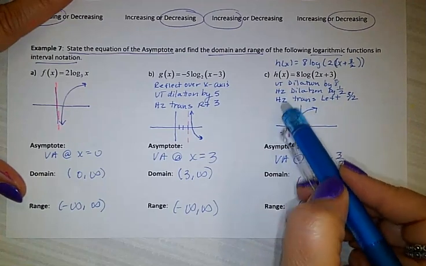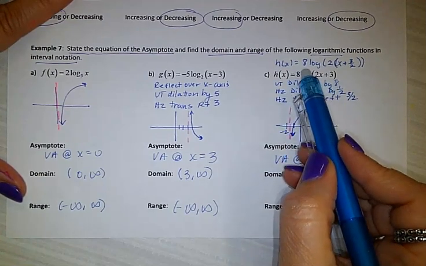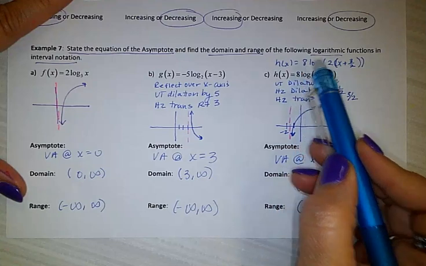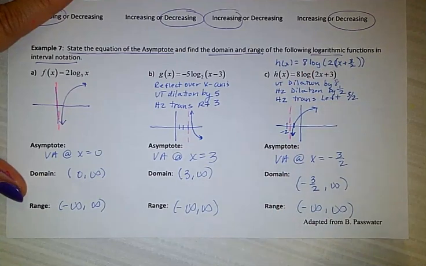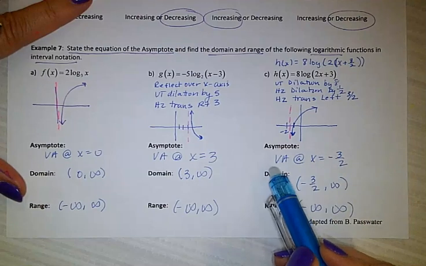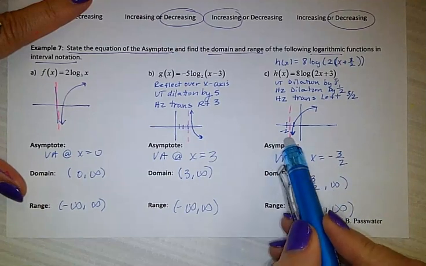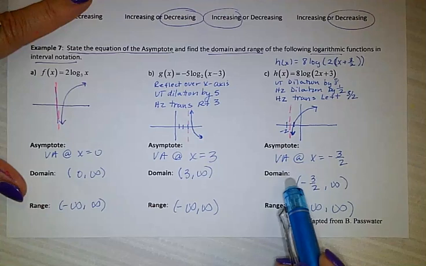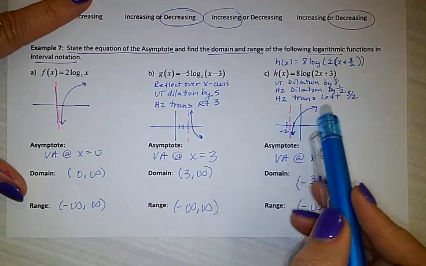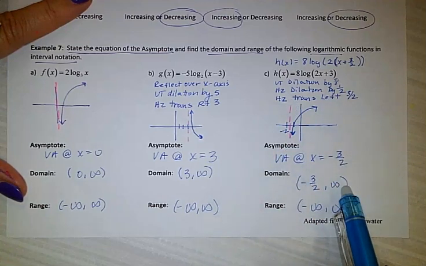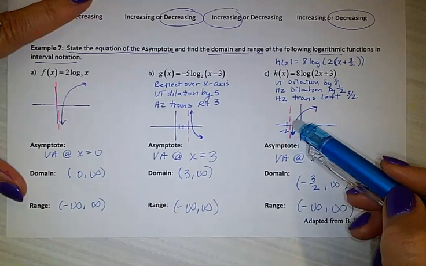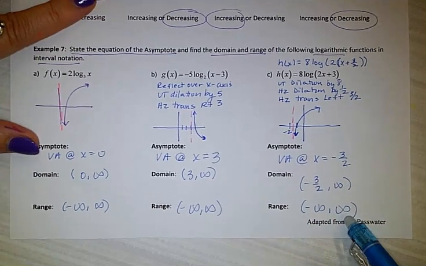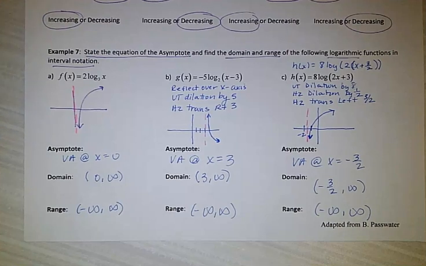So I went over to 3 halves here. That's where my asymptote is. A is positive, so it's not reflected upside down. So it's just going to curve something like that. So I can see that my vertical asymptote is at x equals negative 3 halves. Then I'm going from the negative 3 halves out to positive infinity for the domain. And then the range, since it goes forever in both directions, is once again negative infinity to positive infinity.